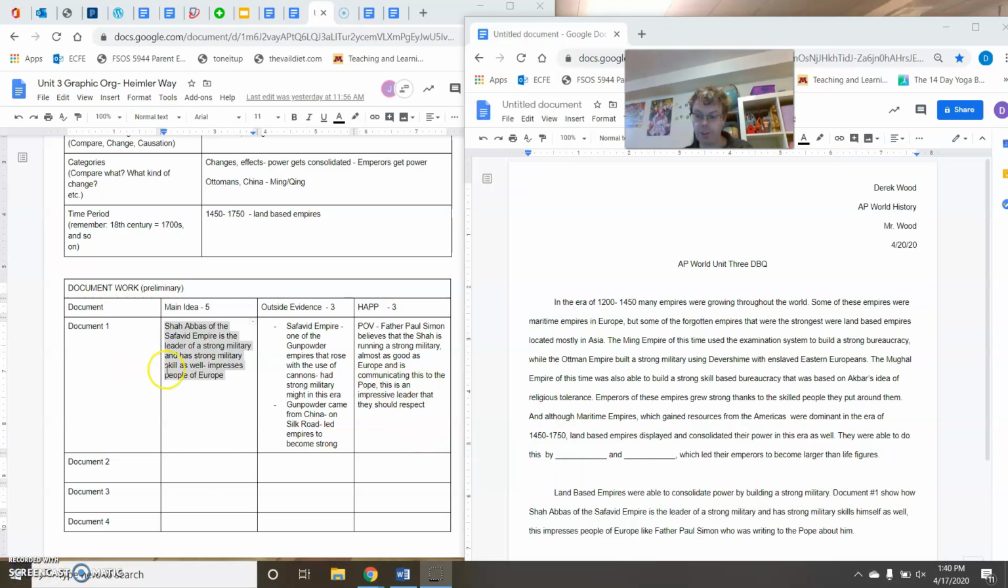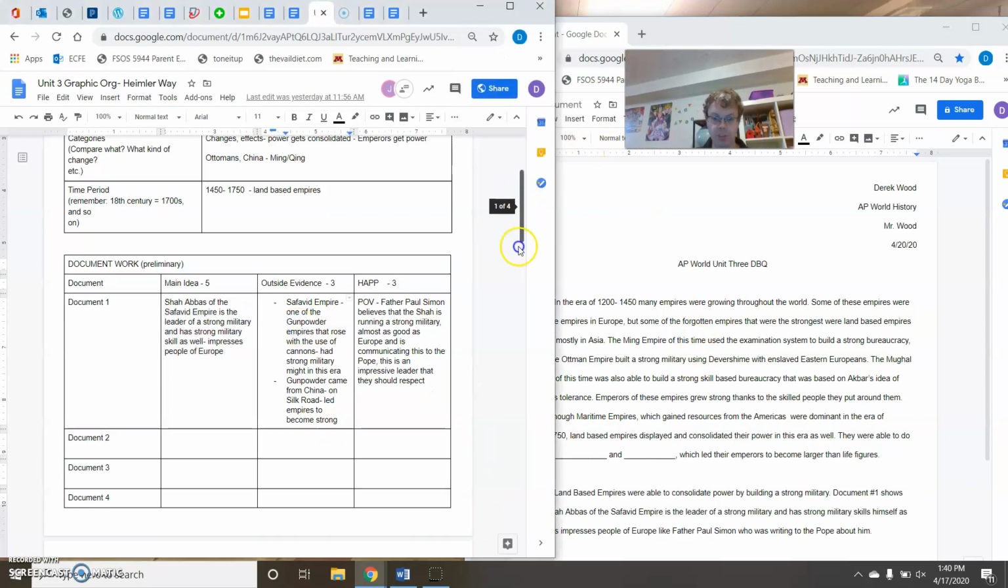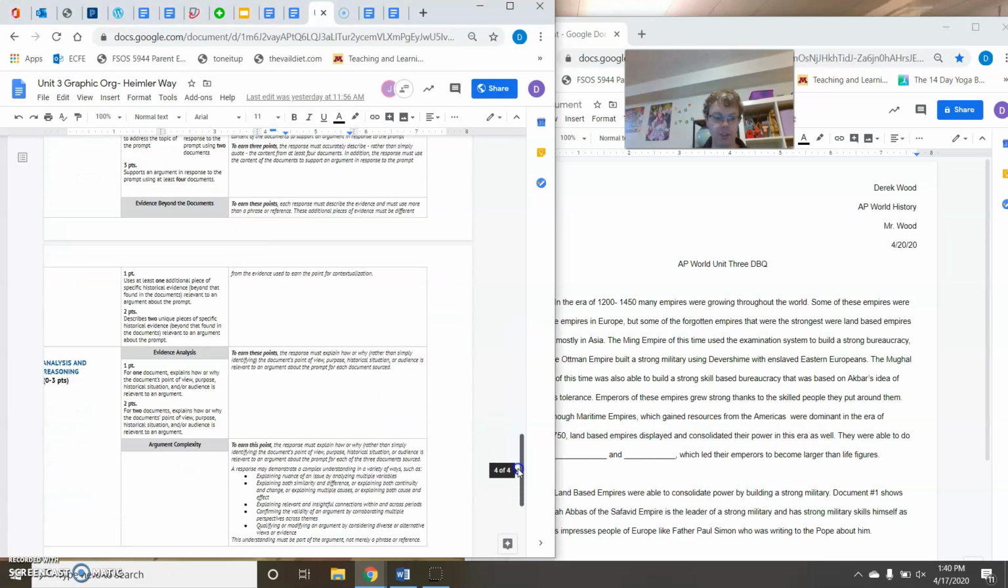All right, so let's take a look here. Document number 1 shows how Shah Abbas of the Safavid Empire is the leader of a strong military and has strong military leaders himself as well. This impresses people of Europe like Father Paul Simon, who is writing to the Pope about him. Now, what did I get for points on that? If I go down here and I look at this.